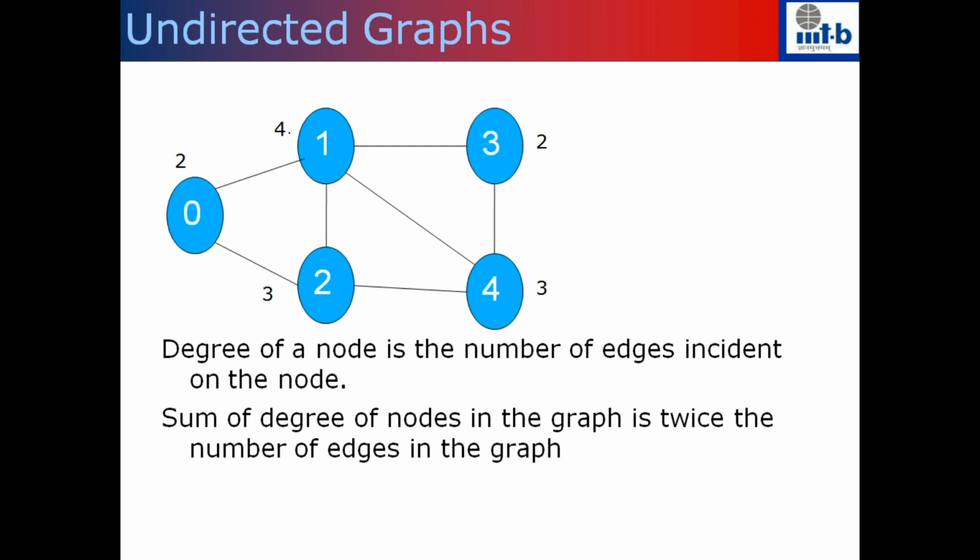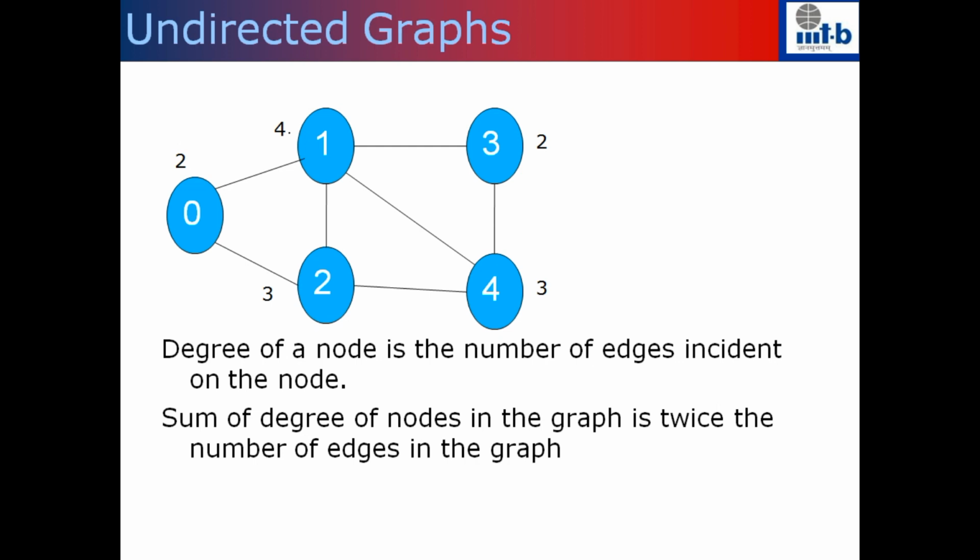For example, this graph has 5 nodes and 7 edges. The degree of each of these vertices is 2, 2, 3, 3, and there is one vertex with degree 4. If you add them up, you get the number 14, which is double the number of edges in the graph.